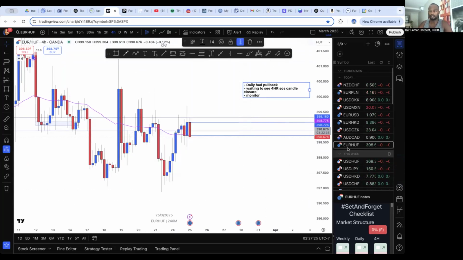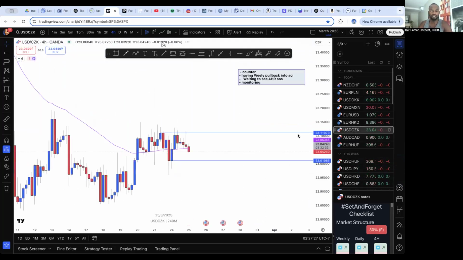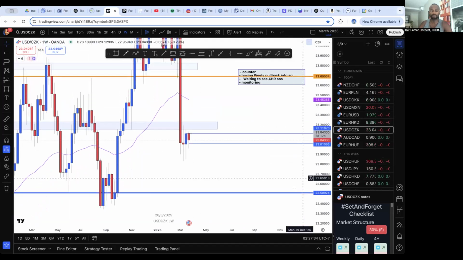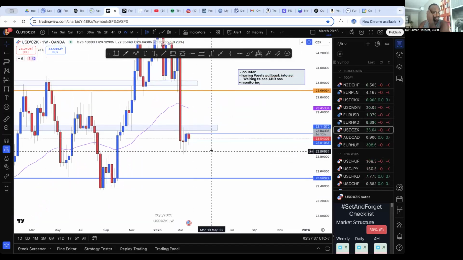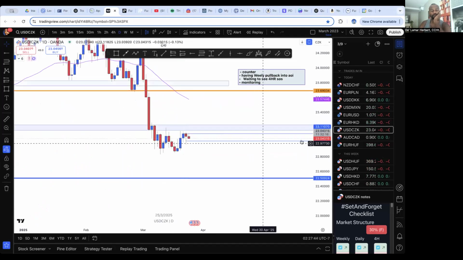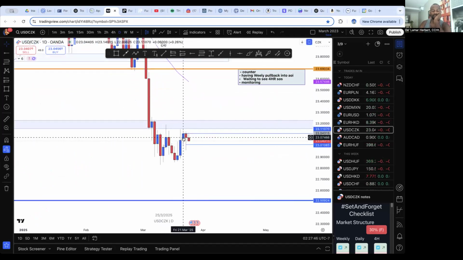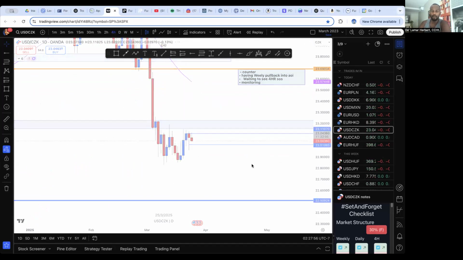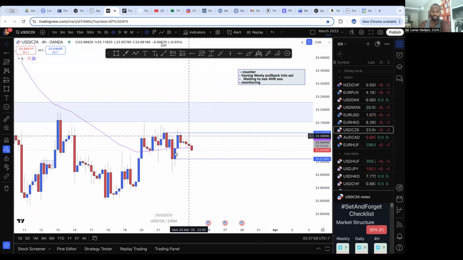All right. Next, USD CZK. We're having a wick pullback weekly into this zone. This is a counter trend actually. So we went past this area of interest, and we're just having this pullback weekly. Upon the pullback, we're having a daily shift of structure, and a pullback on the daily. We're waiting to see a 4-hour shift.